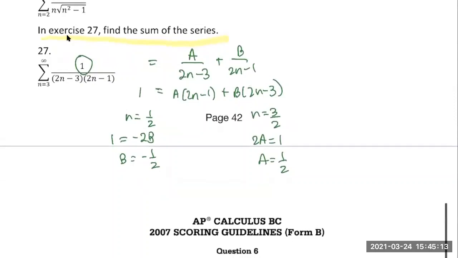Take those values and plug them back in. You have the series in summation notation here: A is 1/2 over 2n minus 3, and then minus 1/2 over 2n minus 1. If you're not too sure what happens to the series itself, plug in a few terms.